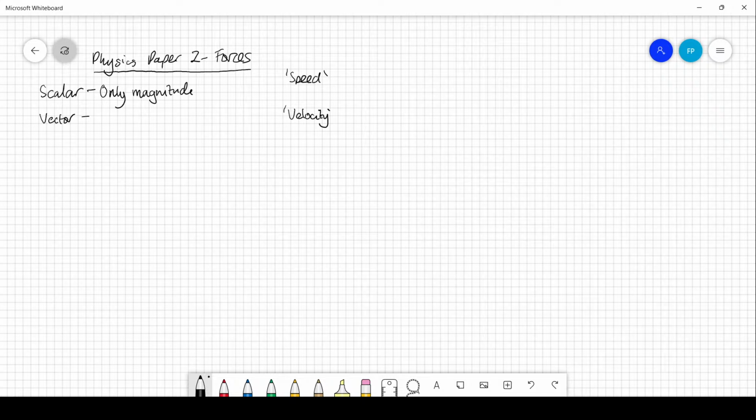For example, in this case of speed, we could say something like 50 miles an hour. Whereas vectors, they have a magnitude and a direction. So for example here, you could say also 50 miles an hour, but give the direction. You could say to the north.